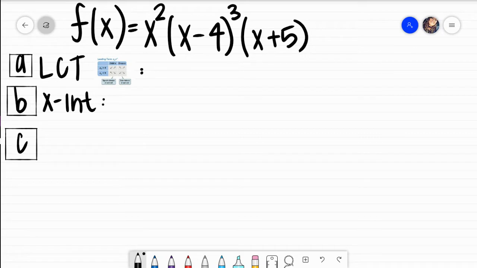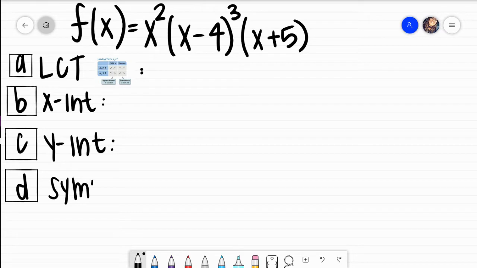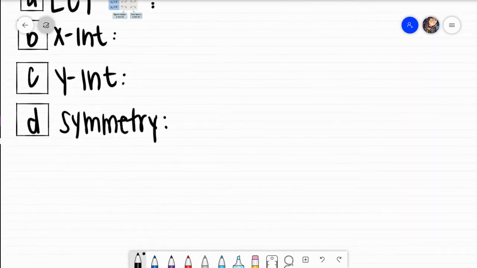For the C part, it wants us to find the y-intercept. This would be doing f of 0. For our D part, it wants us to see if it has any symmetry. For symmetry, we do that symmetry test that we know, where we plug in a negative x into the function. Then our options would be that it's even, odd, or neither. We also have videos on that as well.